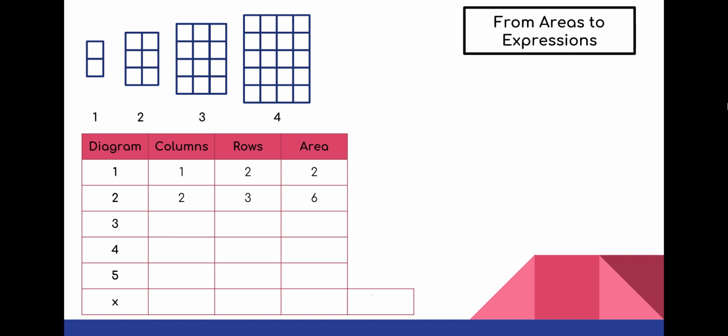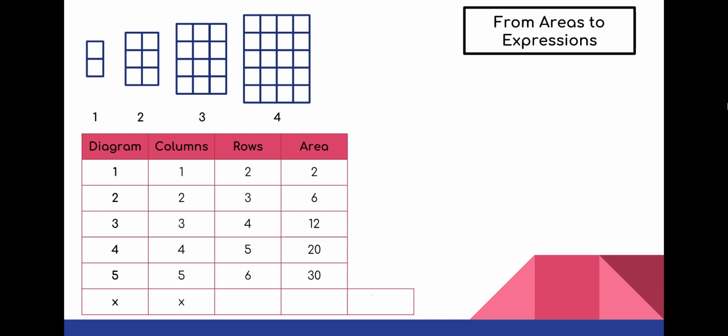There should be some patterns that are starting to emerge as students begin to fill in the table. At this point, we want to start asking students what patterns they see in the table. And there's a lot of patterns that they may see. We want to hear all of them, but we want to get students to recognize that the columns are always the same as whatever diagram they're on, so that the columns are stage X.